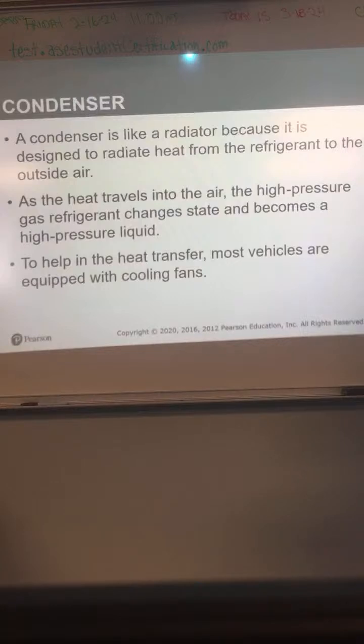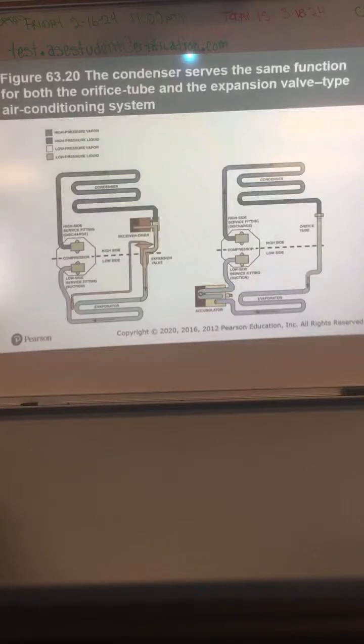The reason is you're not getting enough airflow across the condenser. Obviously, when you're driving, you have the benefit of airflow from driving and the fan itself. When you're sitting still, the air conditioner is never going to work as well as when you're driving, for the most part, when it's really hot outside. The condenser serves the same function for both orifice tube and expansion valve systems. No difference in the condenser.